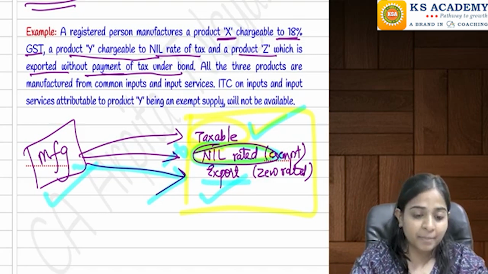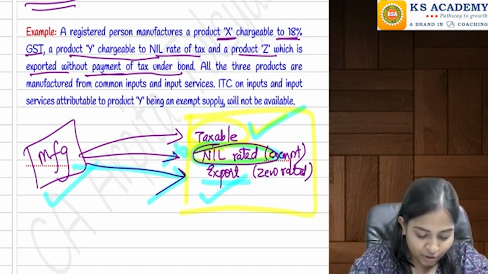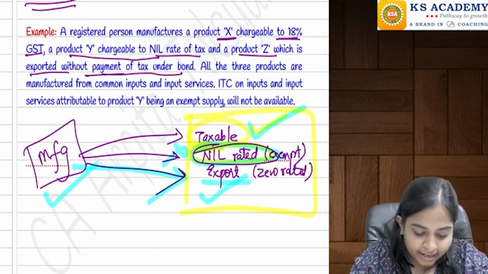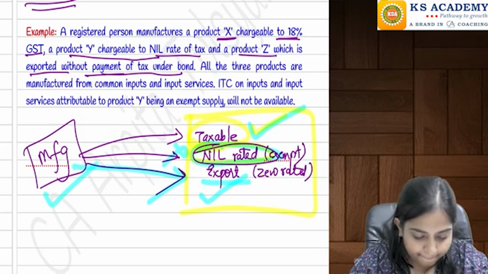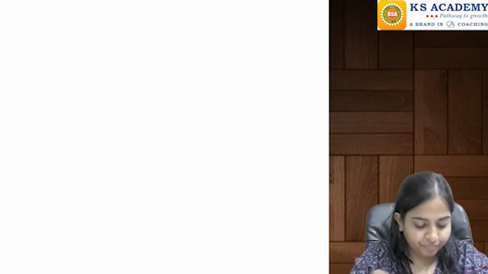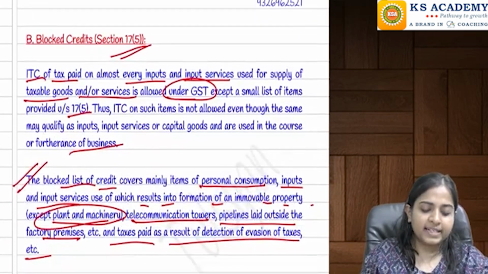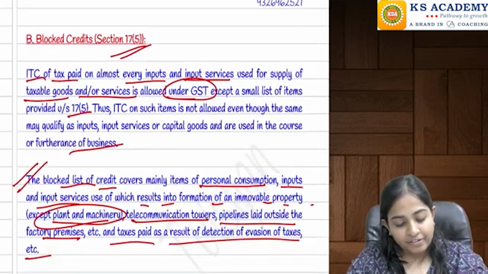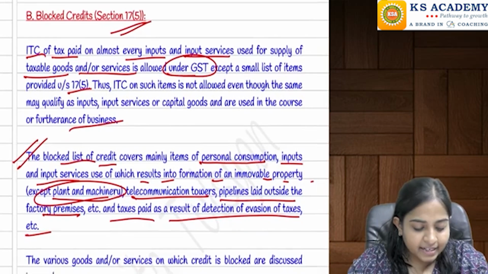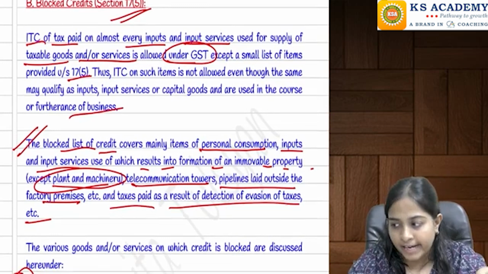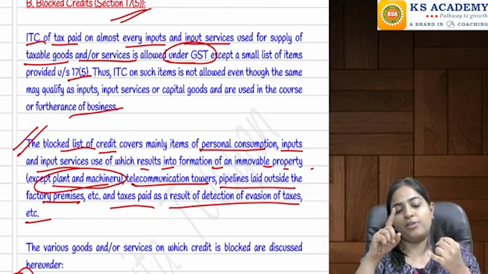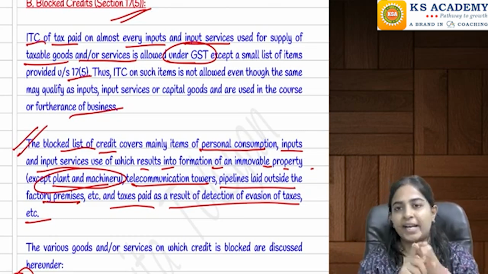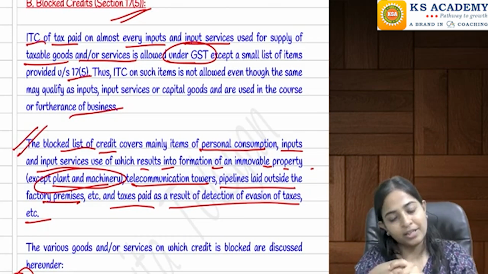Okay, then after that I am directly going to section number 17.5, that is your blocked credits. Let's discuss about blocked credits. Everyone here, I'll just show it to you on the board. Here it is, blocked credit, section number 17, subsection 5. We have studied that in case of imports, services, capital goods, etc. if it is used for non-business purpose, if it is used for exempt supply, then the input tax credit on that is not available.